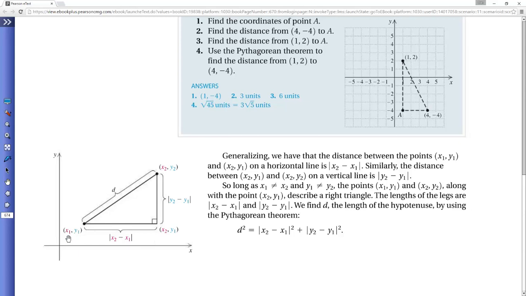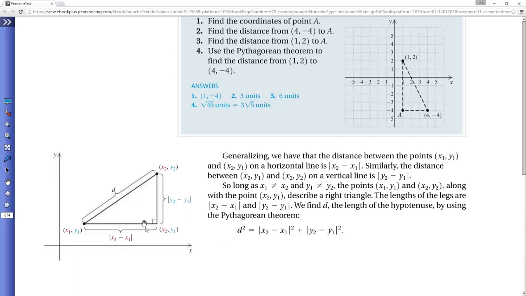Same here, we have a change that occurs in the x coordinates, so that's really all that matters, because there's no vertical change between this point and this point. So we can get, basically, with the absolute value of x2 minus x1, the distance of this line right here. Okay, so now I have 2 legs of a right triangle. So that's where they come out.